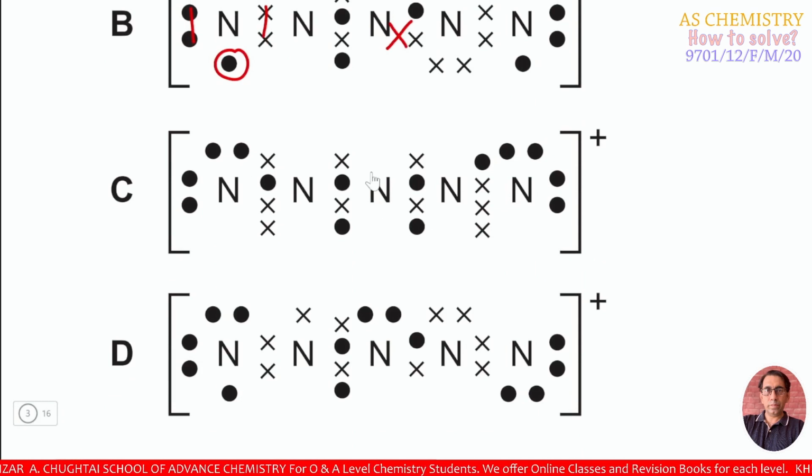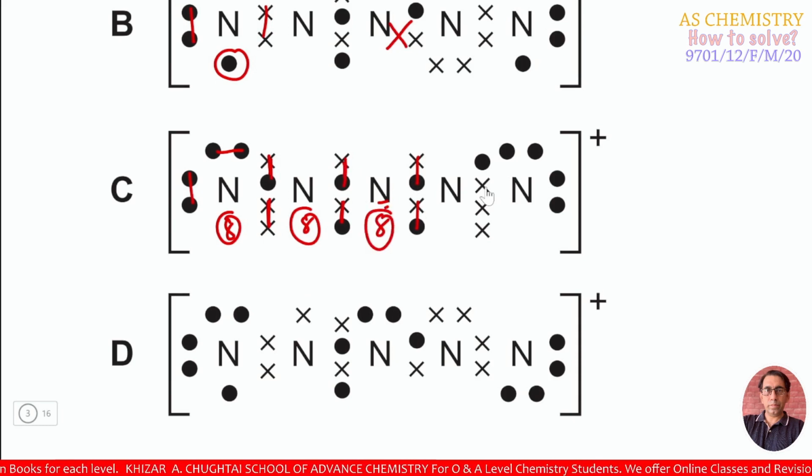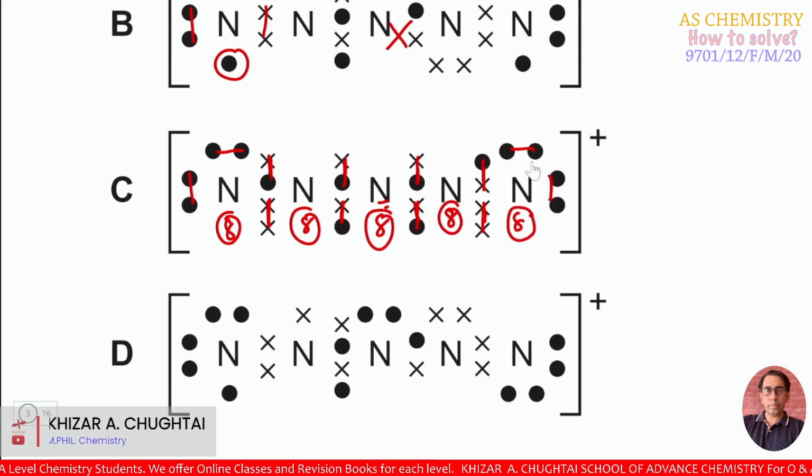Come towards option C. In this case, 2, 2, 2, 2, I mean 8 electrons are there in its last shell. Come towards the next nitrogen, again 8 electrons are there. The next nitrogen, 8 electrons again. In the next nitrogen, again 8 electrons. And in the last nitrogen, again 8 electrons are there. So all nitrogens have an octet, they are following the octet rule, having 8 electrons in their last shell.